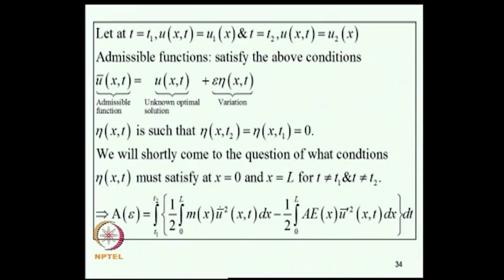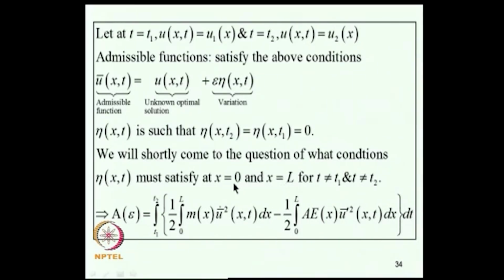Now, what we do is, let us assume that at t equal to t1, u of x comma t is u1 of x, and at t equal to t2, u of x comma t is u2 of x. Now, the admissible functions: we take that all functions that satisfy these requirements are admissible functions. So, we take an admissible function in this form. This is the unknown optimal function and this is the variation. Now, this eta of x comma t is such that at t1 and t2 it is 0.